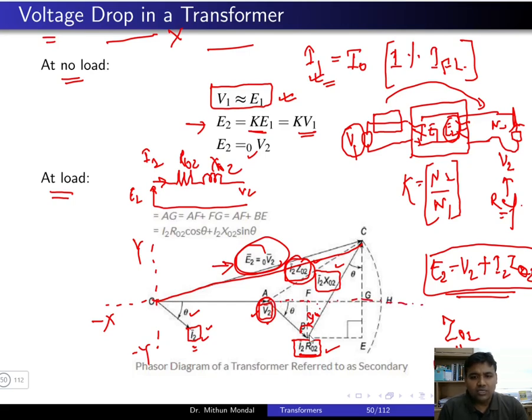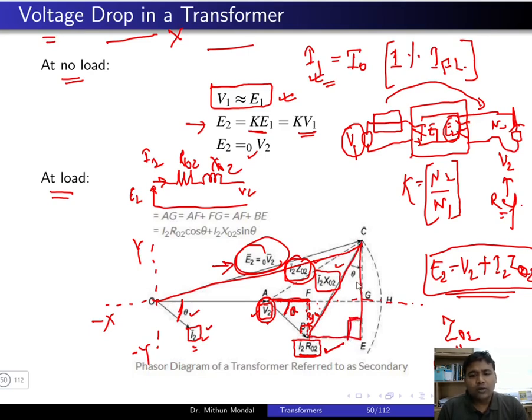and we just do some manipulations, like you have I2R02, you just resolve it on the x-axis component and the y-axis component. So here you have the power factor angle theta, so this angle will also be theta, so you will be having theta here, right? Then I2R02 will be resolved on the x-axis as I2R02 cos theta in this direction, and you are having your I2X02 from here, right? This is your I2X02 line, so it is at 90 degrees, right?